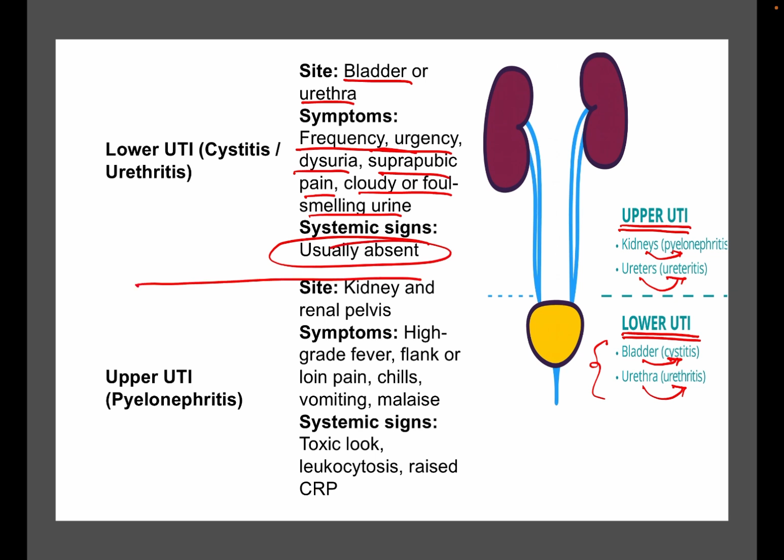Whereas in case of upper urinary tract infection, the site will be the kidney or renal pelvis. There will be high grade fever, flank or loin pain, chills, vomiting and malaise. Systemic signs like toxic look, leukocytosis and raised CRP will also be there.